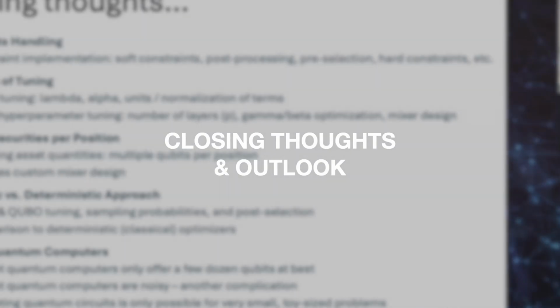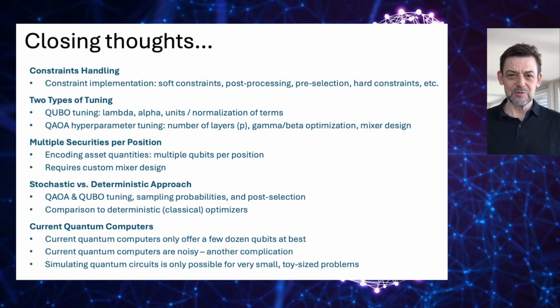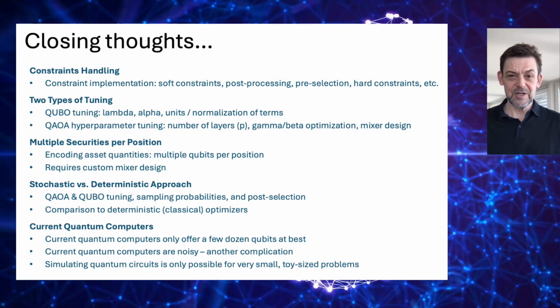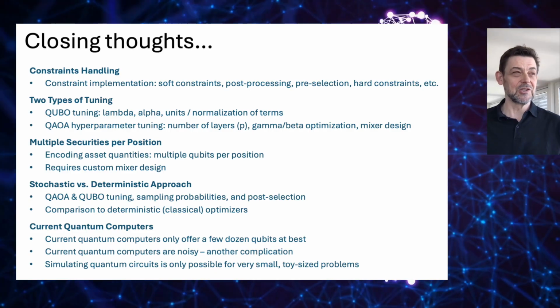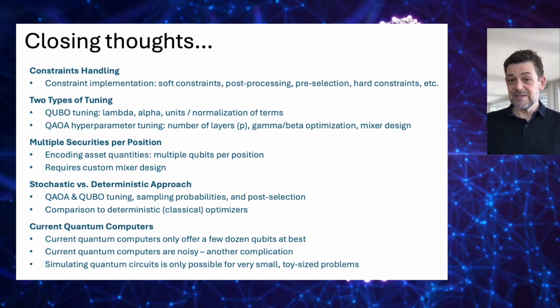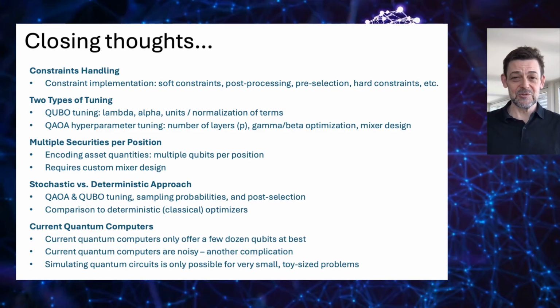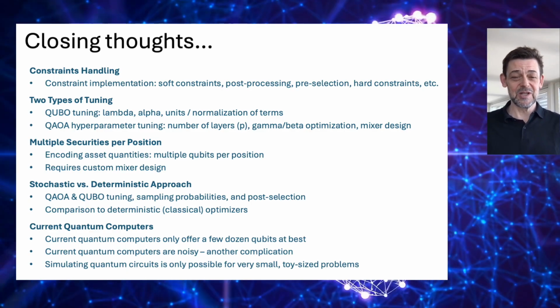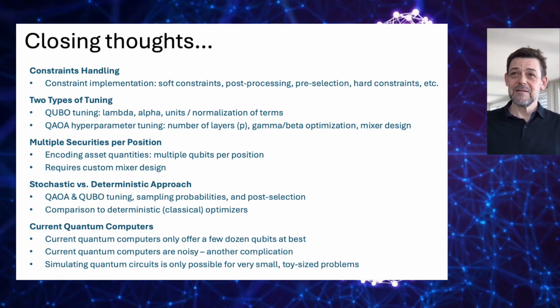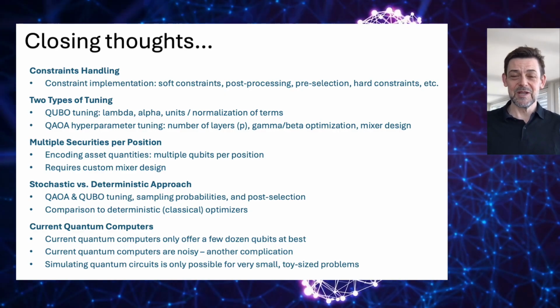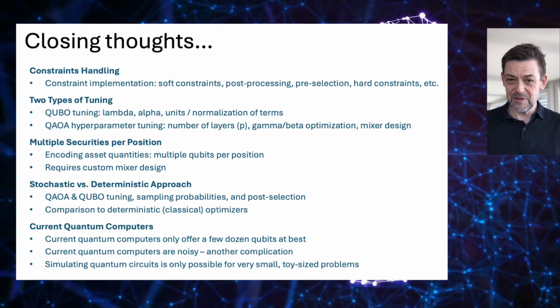Before we finish, I want to touch on a few important points and give you some thoughts for the road ahead. First, when it comes to constraints, there are many ways you can handle them in quantum optimization, not just what we discussed here. You can implement soft constraints, apply hard constraints, do some pre-selection, or even rely on post-processing. Each approach has different implications for your results and your algorithm's complexity.